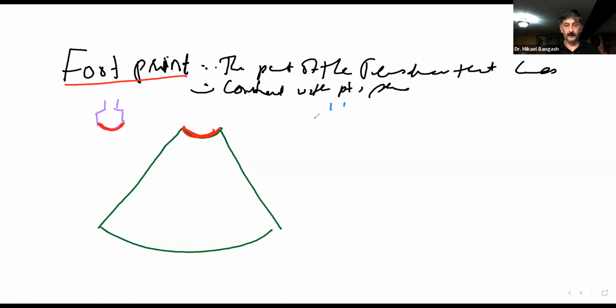Because we had another transducer that we also looked at the other day, which has more of a straight footprint. So that mainly means that at least for that transducer, the image may be like this.